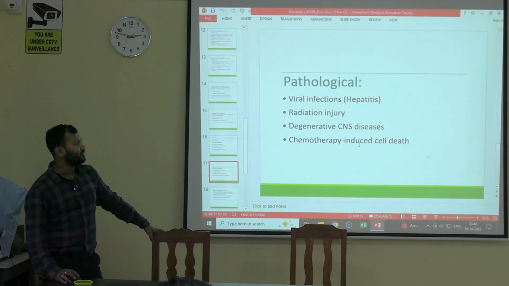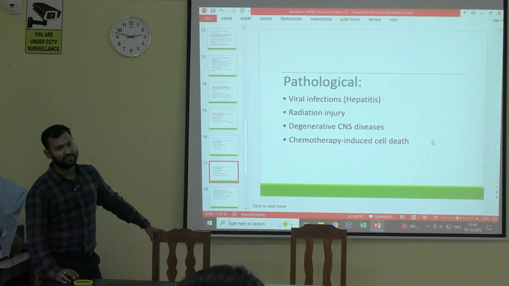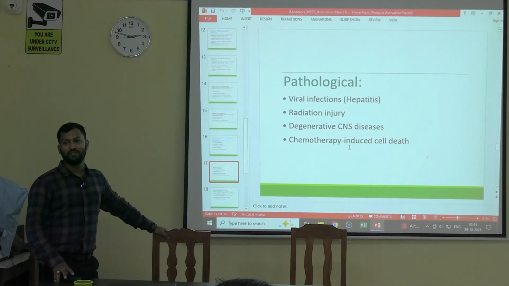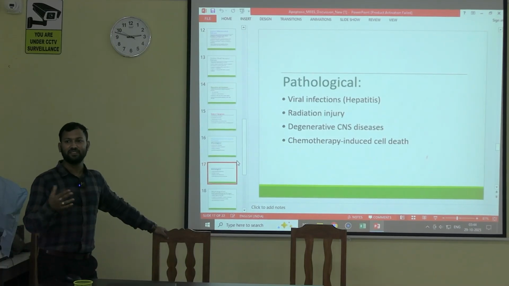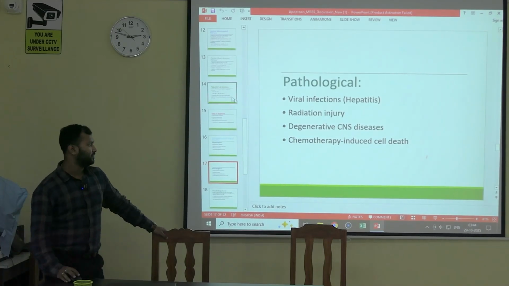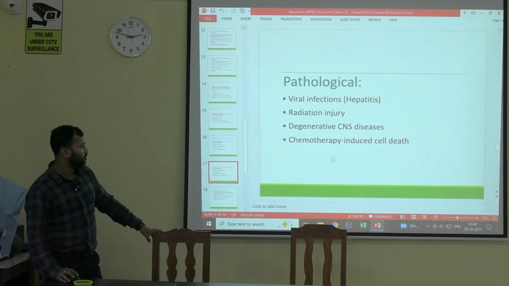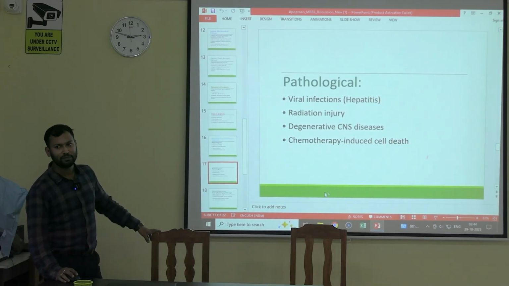One is chemotherapy-induced cell death. We use this for our own benefit, like in cancer patients. We give some chemicals to the patient's body which will destroy the DNA of the cancer-specific cells. Sometimes it damages the normal cells also, but mainly it is aimed to destroy the cancer cells. So this is chemotherapy-induced cell death. This is also apoptosis.